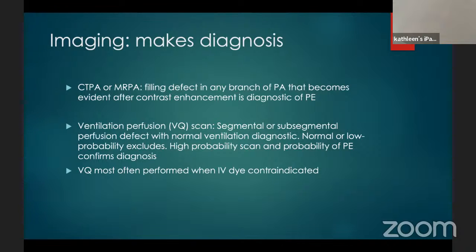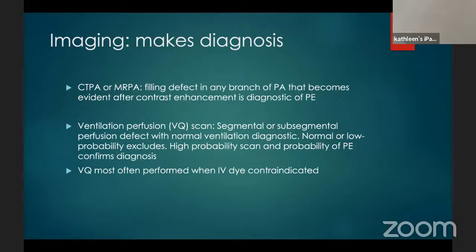Imaging essentially makes the diagnosis. Computed tomography or magnetic resonance pulmonary angiography reveals a filling defect in any branch of the pulmonary artery that becomes evident after contrast enhancement. This is diagnostic of PE.